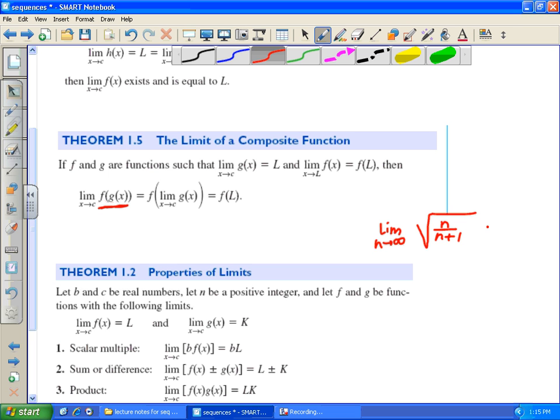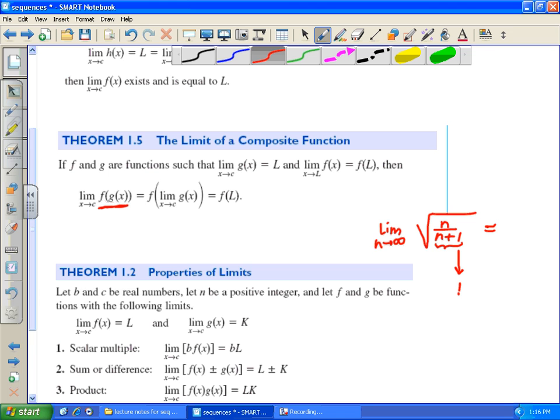What is the square root of 1? In other words, just tell me the final answer for this question. What is this limit? You have one function within another. When that's the case, you basically find the limit of the inner portion. In this case, the inner function is this. You find the limit of this, which is what? The limit of n over n plus 1 is 1. And now we're taking the square root of that.